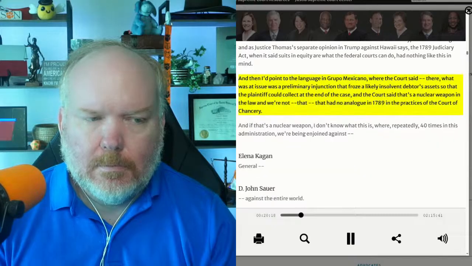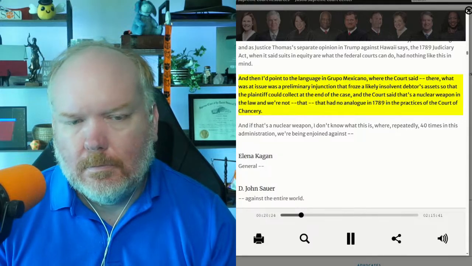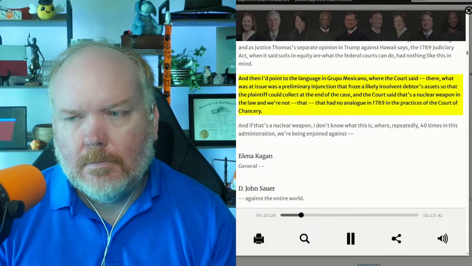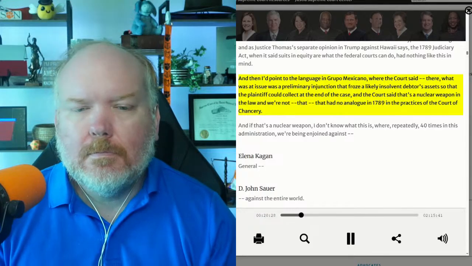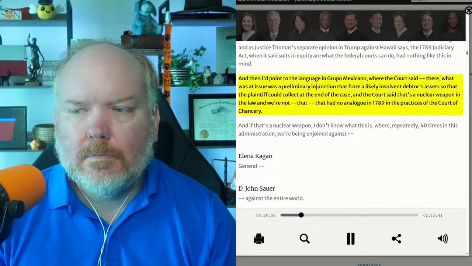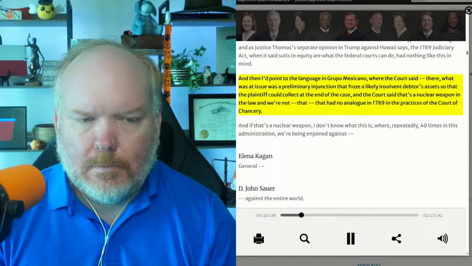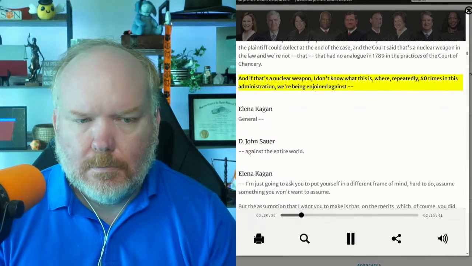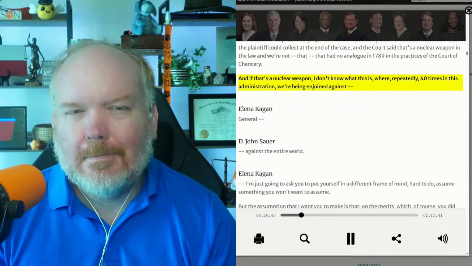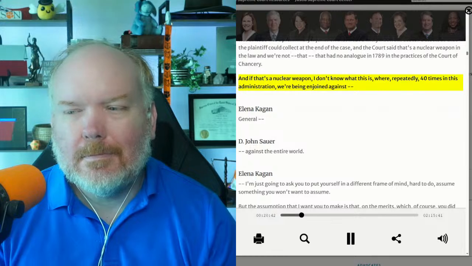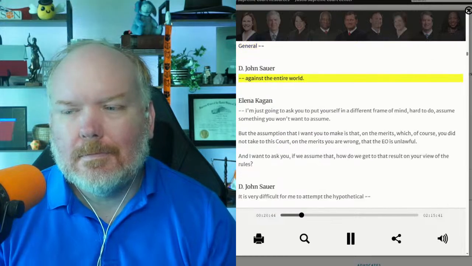And then I point to the language in Grupo Mexicano where the Court said there what was at issue was a preliminary injunction that froze likely insolvent debtors' assets so that the plaintiff could collect at the end of the case. And the Court said that's a nuclear weapon in the law and that had no analog in 1789 in the practices of the Court of Chancery. And if that's a nuclear weapon, I don't know what this is, where repeatedly, 40 times in this administration, we're being enjoined against the entire world.